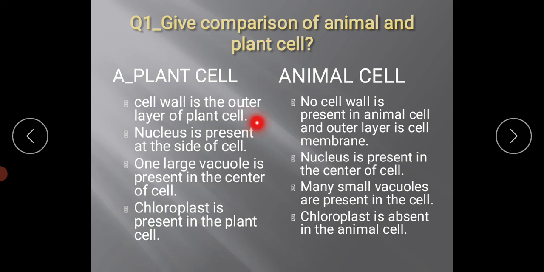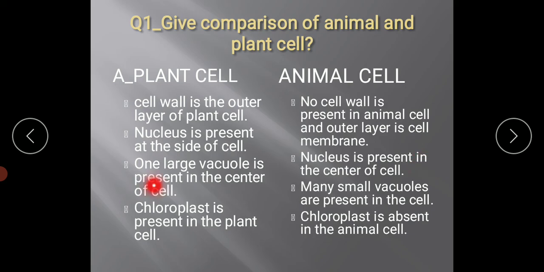Write down the first point of the plant cell: cell wall is the outer layer of the plant cell. Write down the next line for the animal cell, on the opposite side. No cell wall is present in the animal cell, and the outer layer is the cell membrane. Point number 2: in the plant cell, the nucleus is present at the side of the cell, while in animals, the nucleus is present in the center of the cell.